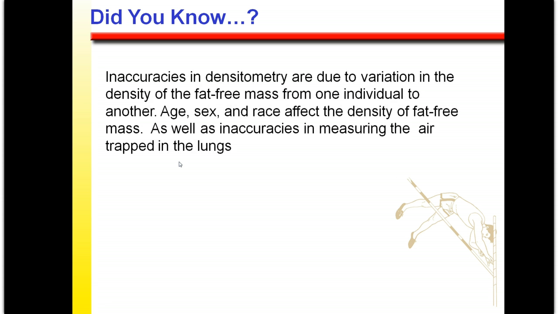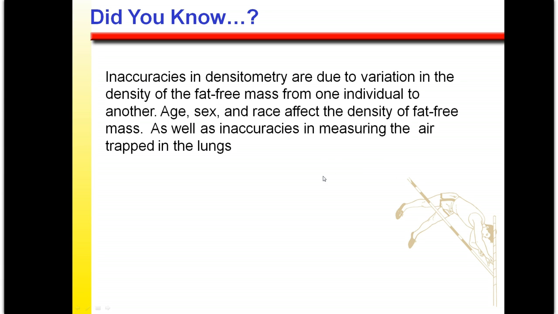Okay, so the problem with this is we have inaccuracies in the system due to a variation in the density of the fat-free mass, right? So our fat mass, we know what the density of that is. That is 0.9 grams per centimeter cubed, and that is going to be the same on everyone. Everyone's fat mass is the same density. Their fat-free mass, however, could be different. We assume that it's 1.1 grams per centimeter cubed. And the problem is that is not always right, okay?